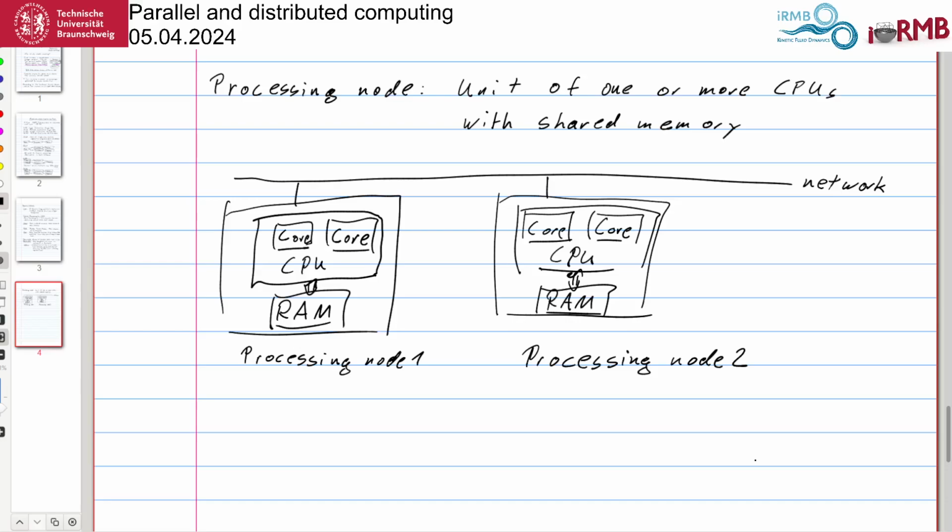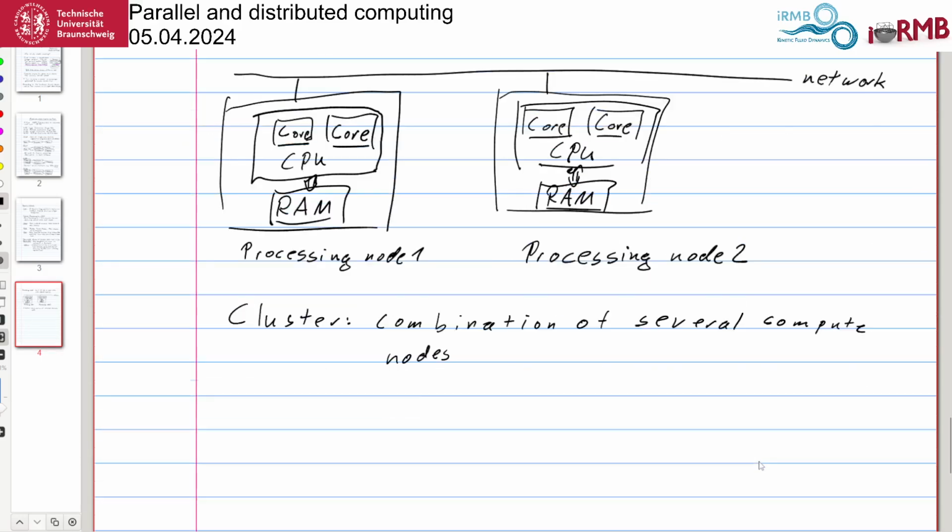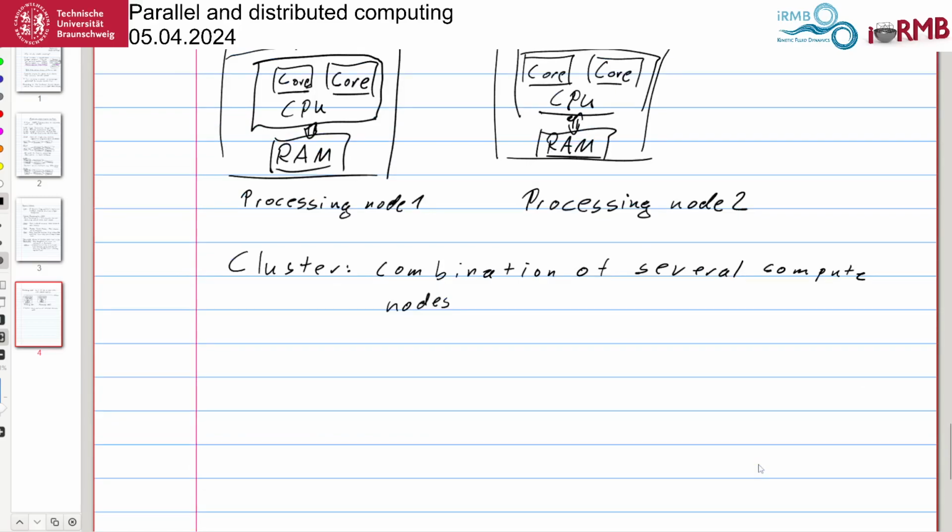And the entire thing here is what we'll call a cluster. This is a combination of several compute nodes. Okay, and this is also what we are going to use in our exercises.